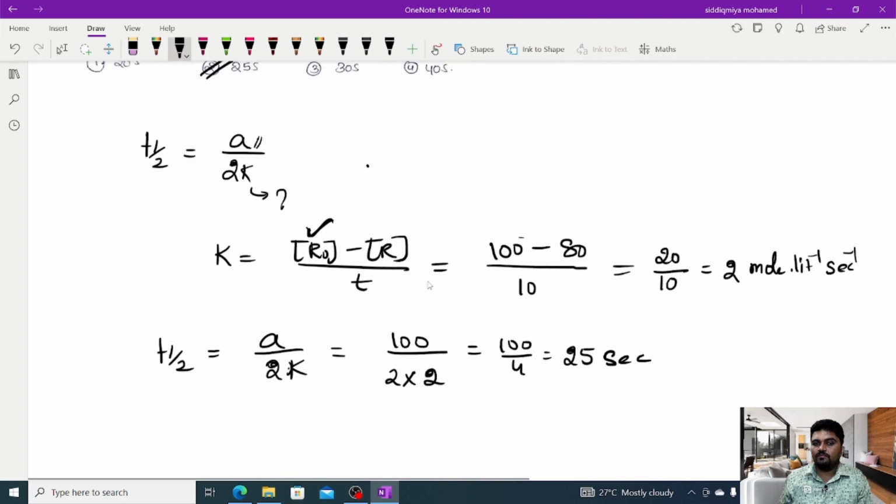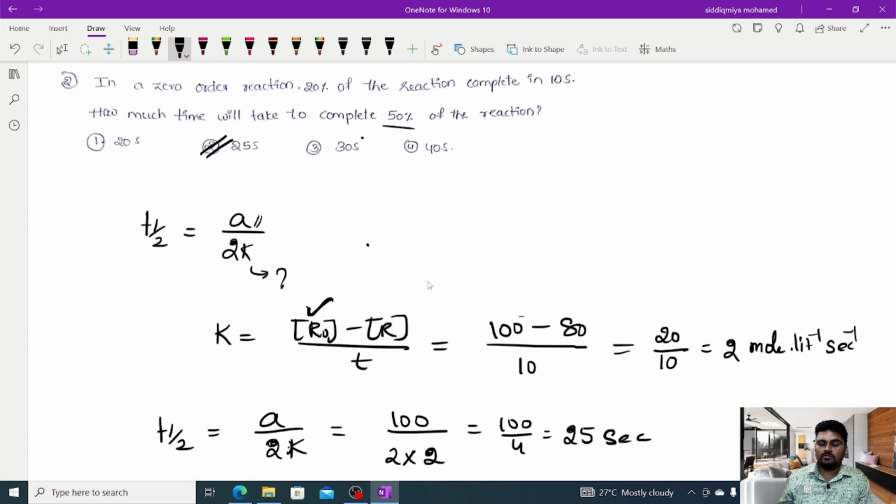Like this, these are the problems involved in zero order. In the next video I am going to discuss first order reaction. We will derive the first order rate constant, see the half-life and how it will be, and see the related graphs, and discuss some problems in first order.